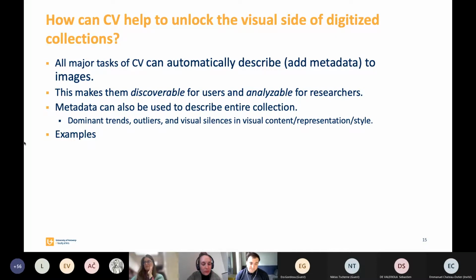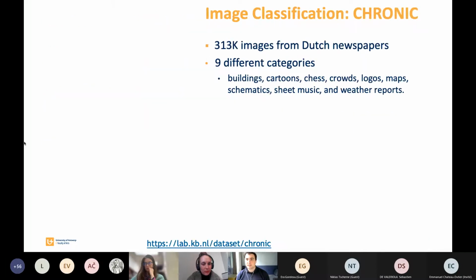So images which we don't have in the collection, or which are in fact not present there. And this goes for both visual content, so what the images actually show, but also for questions of representation and also for questions of style. And I will now give you some examples of that sort of stuff, which basically come from my own research.